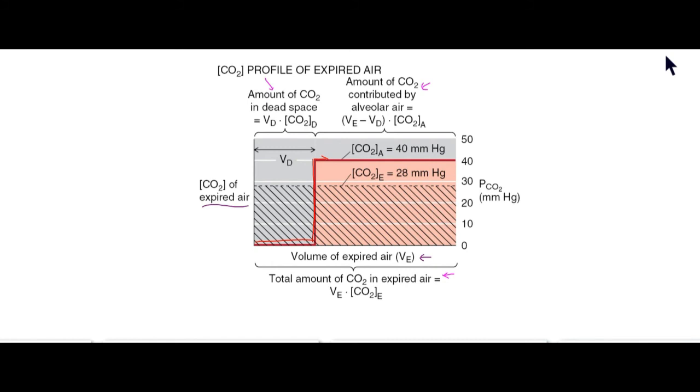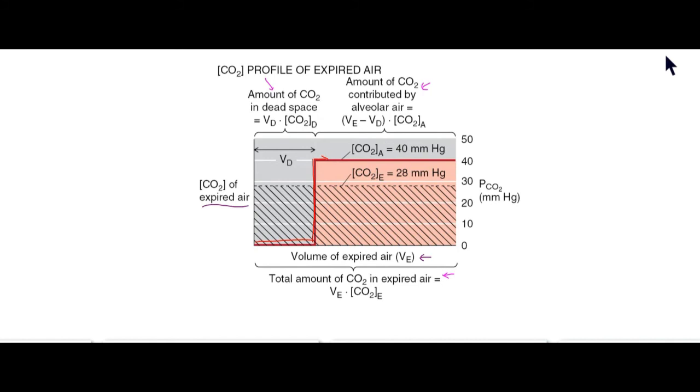I can't write flat. All right, so your VE minus VD times the concentration of CO2 in the alveolar air, okay? So that's VA times FACO2, right? This is the amount of CO2 that's contributed by alveolar air. The volume of your alveolar air is the total expired minus whatever your dead space is. Okay? That is going to be equal to the volume of your expired air times the concentration of your expired air.